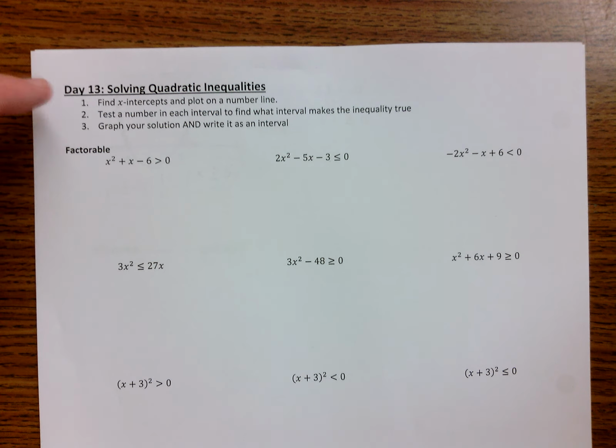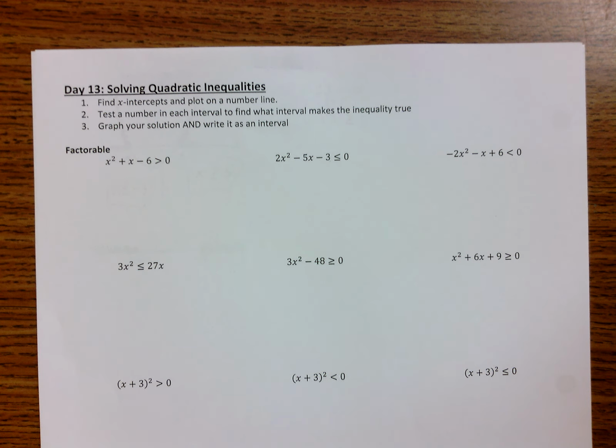What we're going to do is start by finding our x-intercepts, plotted on a number line. Then we're going to test to figure out which intervals actually make the inequality true. We're going to graph our solution and write it as an interval. And we're going to introduce something called interval notation today.